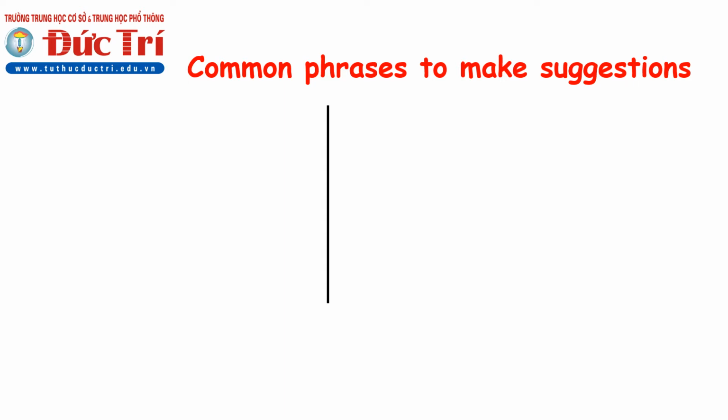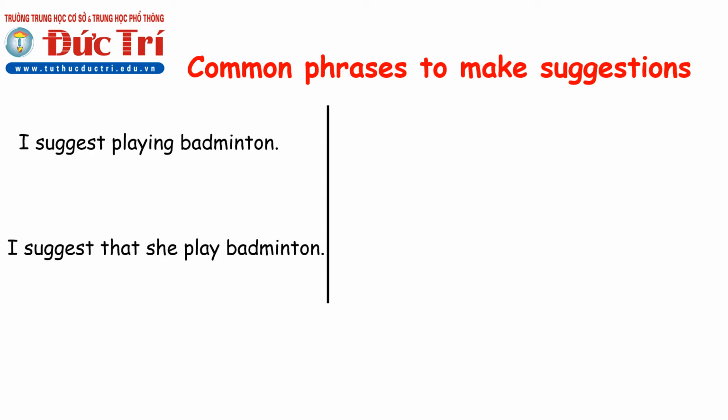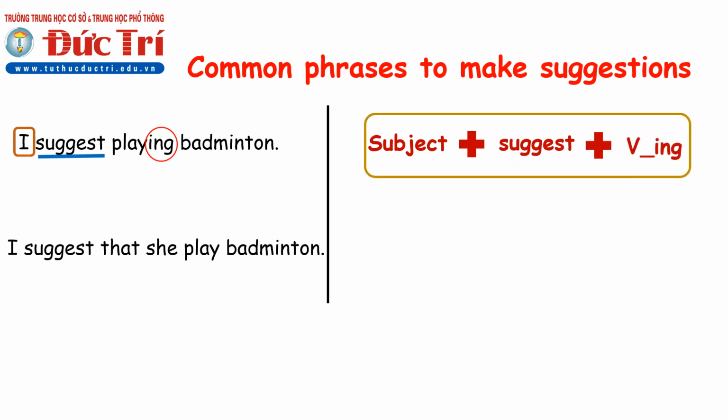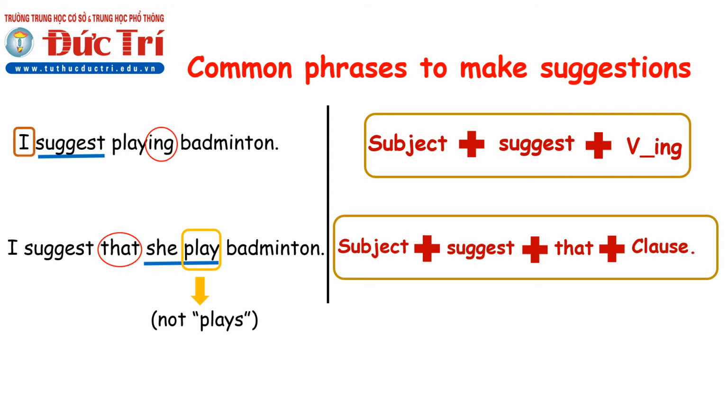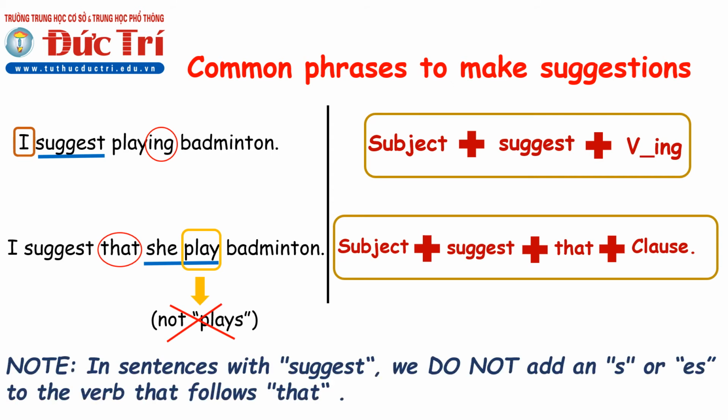We can use sentences with suggest to make suggestions. Look, I suggest playing badminton. I suggest that she play badminton. Suggest can go with a verb ing, or you use the word that and then a clause. Be careful. In sentences with suggest, we do not add s or es to the verb.